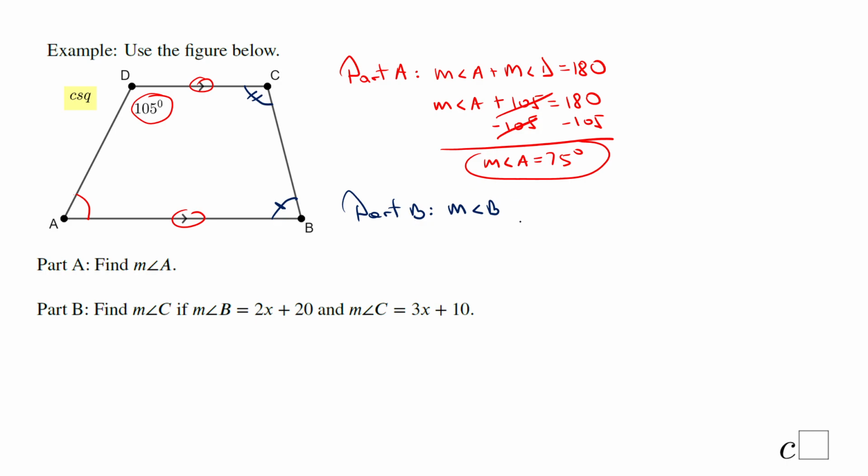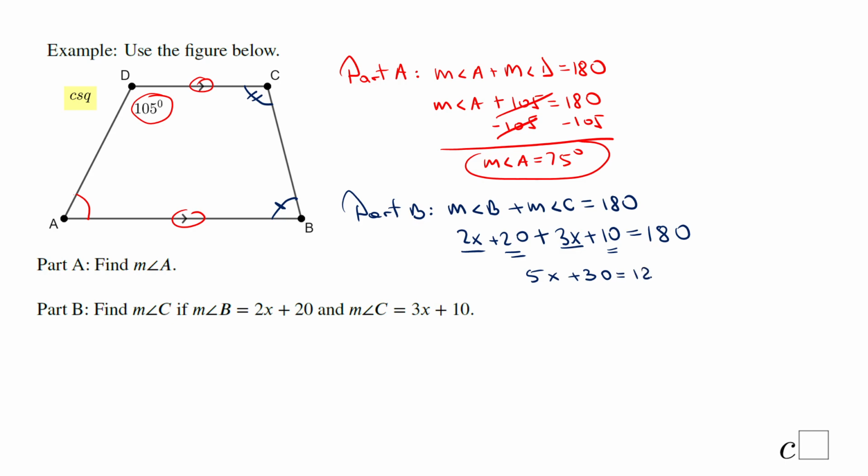So the measure of angle B plus the measure of angle C equals 180. The difference here is that we're going to have two expressions. 2x plus 20 plus 3x plus 10 equals 180. So my first step is to combine like terms. We have these two terms with x's, so that will be 5x, and then we have these two numbers, 20 plus 10, that will be 30.